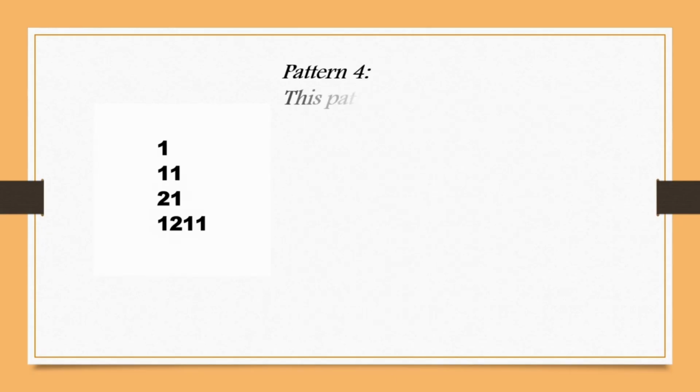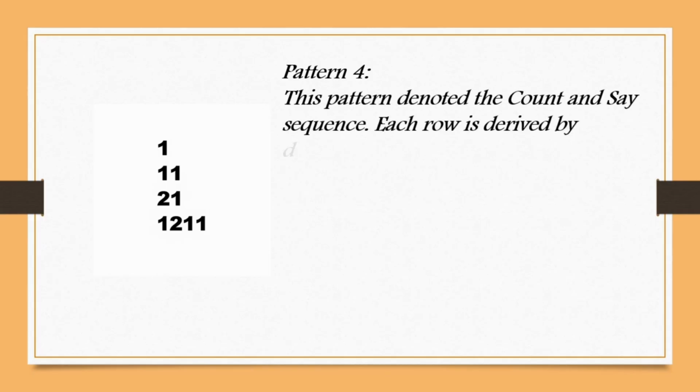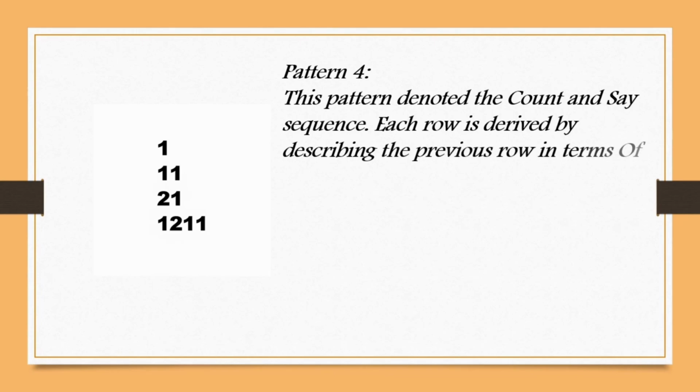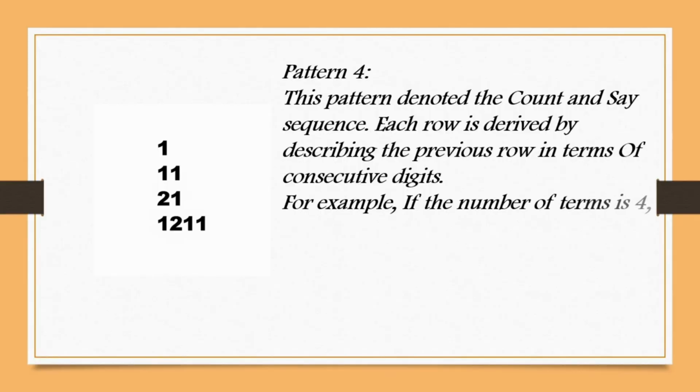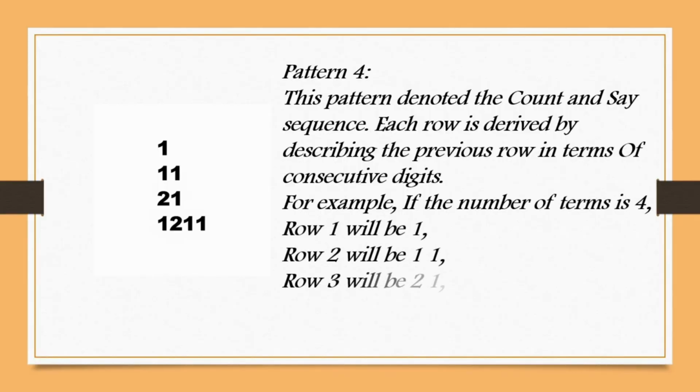Pattern 4. This pattern denotes the count and say sequence. Each row is derived by describing the previous row in terms of consecutive digits. For example, if the number of terms is 4, row 1 will be 1, row 2 will be 1, 1, row 3 will be 2, 1, row 4 will be 1, 2, 1, 1.